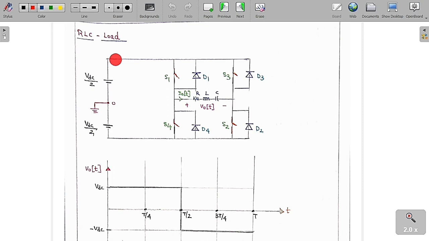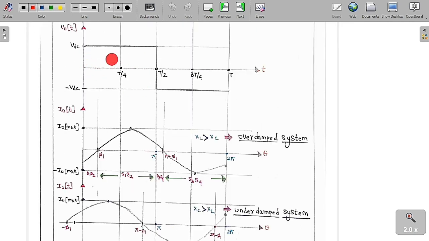So now we are going to study the RLC load. This is the RLC load we are going to keep, and then we are going to understand the circuit. This is a single phase full bridge voltage source inverter with the RLC load. This has plus or minus VDC by 2, plus or minus VDC by 2, S1, S2, S3 and S4, diodes D1, D2, D3 and D4. This is the same as the previous circuit. The only thing is we are going to keep the extra load, which is the RLC load, and the output voltage is plus or minus V naught of t, and the output current is I naught of t.